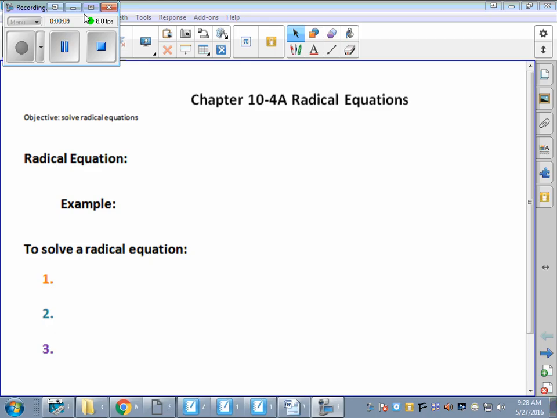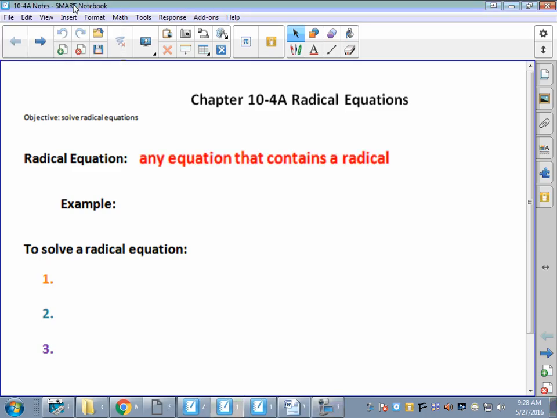It's on radical equations. So, first thing we need to talk about is what is a radical equation. A radical equation is any equation that contains a radical. You might be surprised by that, right? An equation means you've got an equal sign. A radical means you've got a square root. And anytime we've got that equal sign, we typically can solve them. So we're going to be able to find the solution or solutions to radical equations.